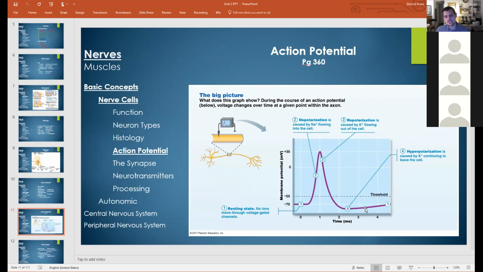And then it's going to slowly, through diffusion and, what's the word? I'm blanking on the word.